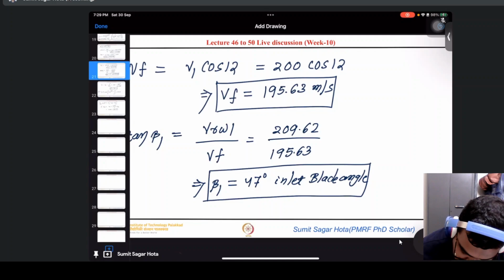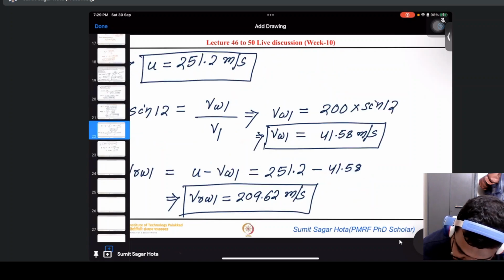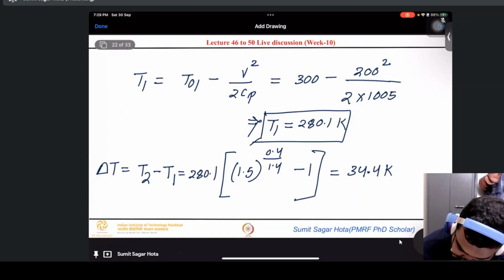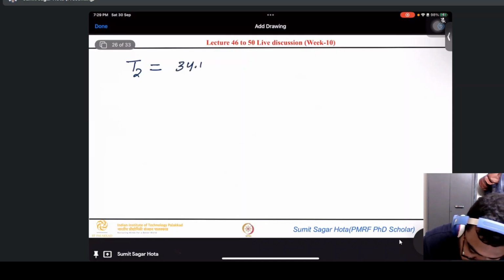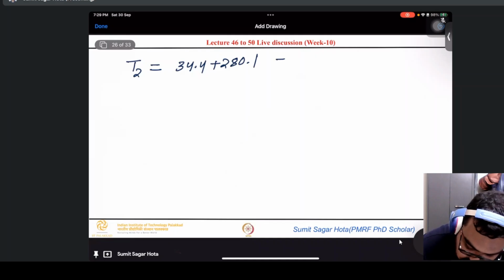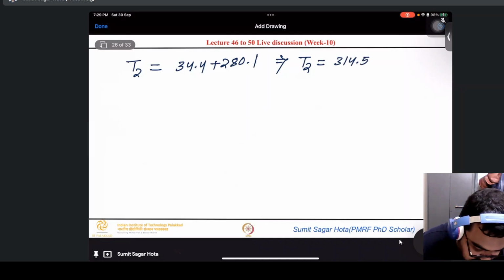Because you know the temperature difference. We just find out here. Where is the temperature difference? See, the temperature difference T2 minus T1 is what? 34.4. And what is T1? Your 280.1. Okay, then what will be your T2? The T2 will be 34.4 plus 280.1. That will be your T2. 34.4 plus 280.1. So what is T2? 314.5 Kelvin.